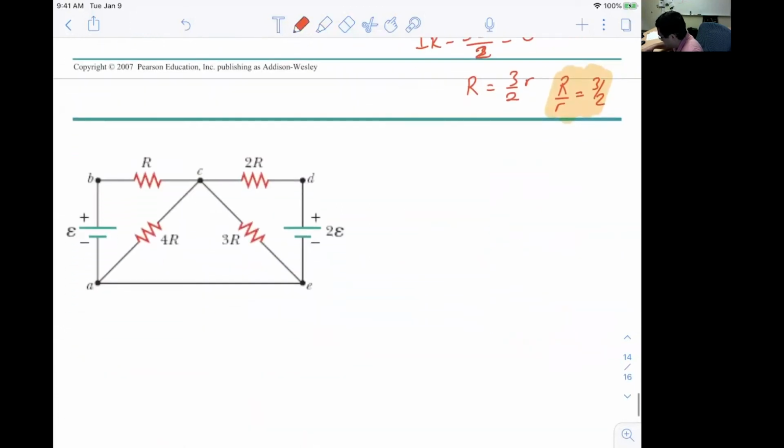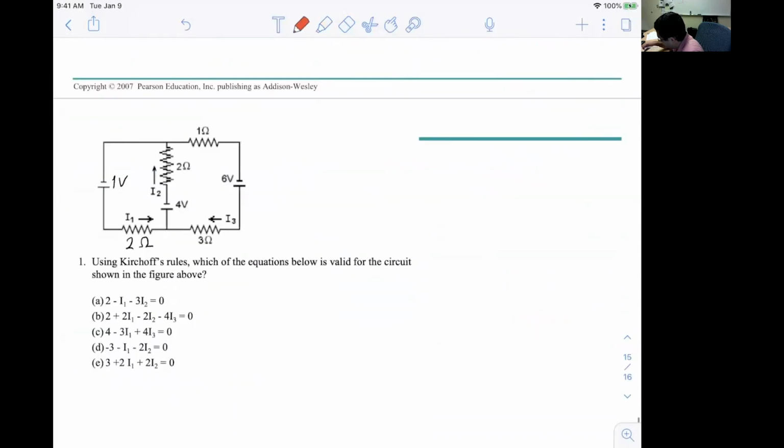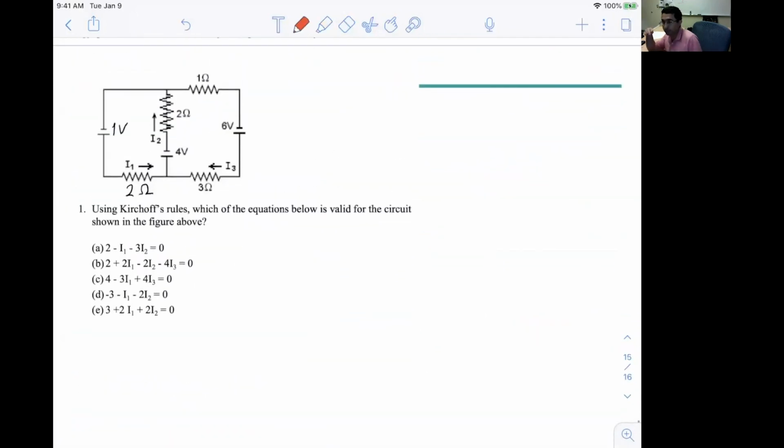So we have another problem. I will skip this. This is just another application of the Kirchhoff law. It's asking what's the current, or something about which one is correct or not. And we have the last question. This is one of the exam problems from last year. It asked, using the Kirchhoff's rules, which of the equations below is valid for the circuit shown in the figure above? This is kind of typical. You expect not too much math, but checking which one is correct.